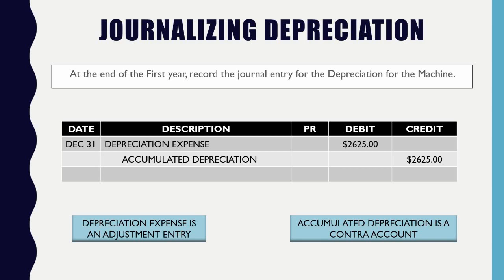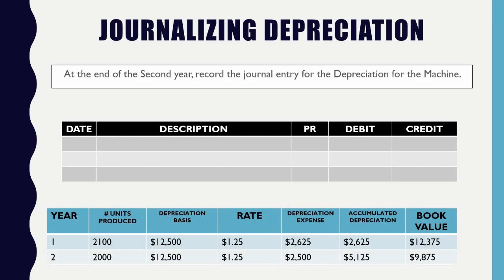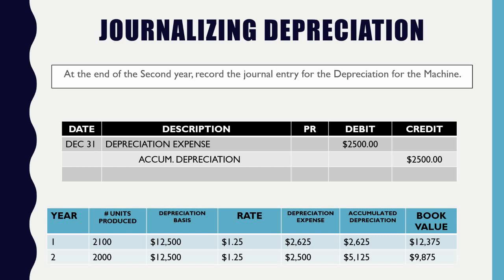Okay? All right? So let's go ahead and journalize for the second year. In the second year, we have 2,000 units that we produce at $1.25, which yields 2,500 for my depreciation expense. So what I'm going to do here is debit depreciation expense for 2,500, and you're going to put it into your accumulated depreciation.